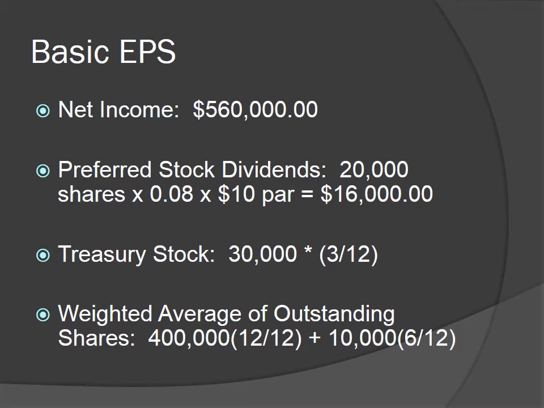In the problem, ISU starts with an amount of common shares outstanding of 400,000. Since this is the beginning amount, they are weighted for the whole year, or 12 months out of 12 months. The 10,000 shares that are issued on July 1st are only outstanding for half the year, so they are weighted for 6 months out of 12.